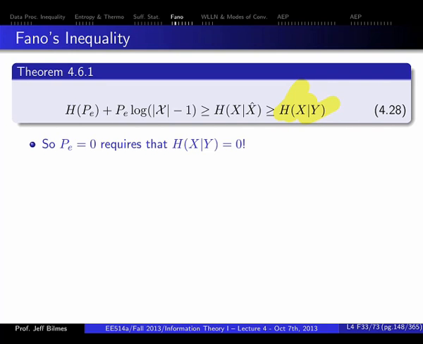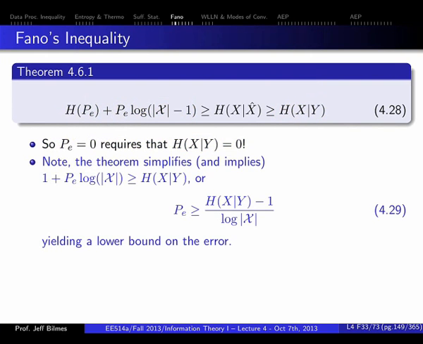First thing to note is that when the probability of error is equal to 0, that means that this first entropy is 0, the second term is 0, so it's basically saying that the conditional entropy is equal to 0. So that means that the probability of error equaling 0 requires that the conditional entropy be 0, meaning that Y tells you everything about X. So it's a necessary condition for 0 probability of error, which makes a lot of sense, right? Should make a lot of sense.